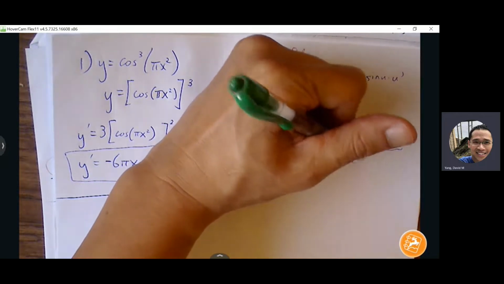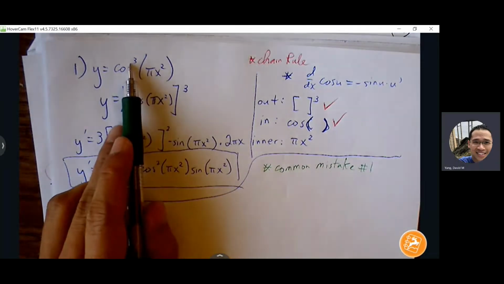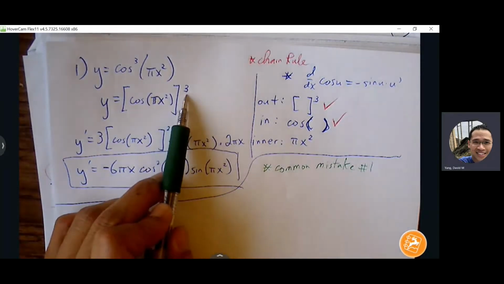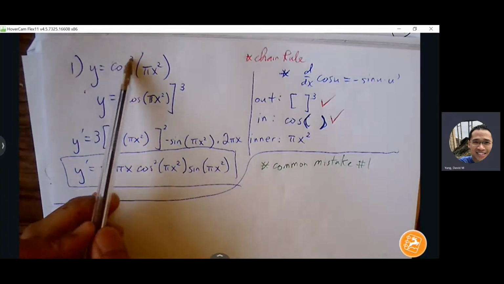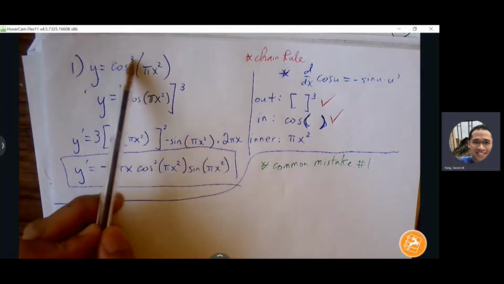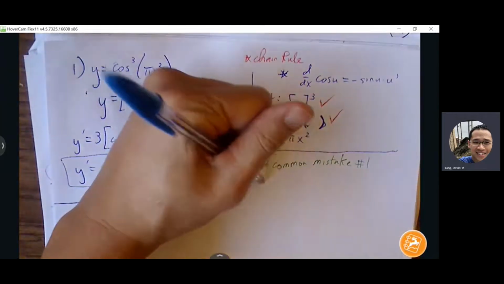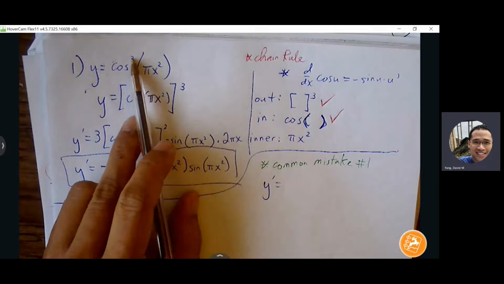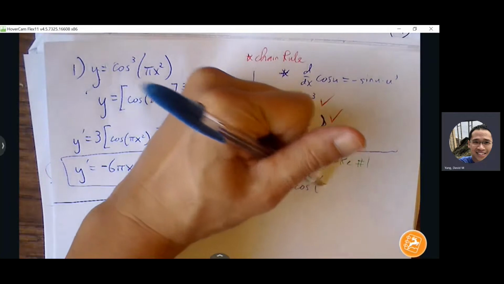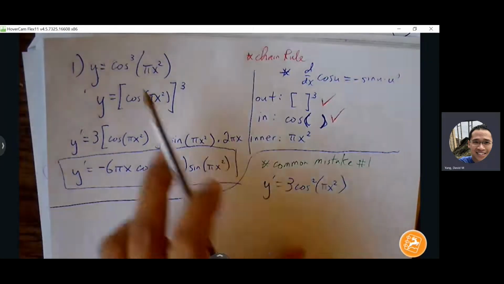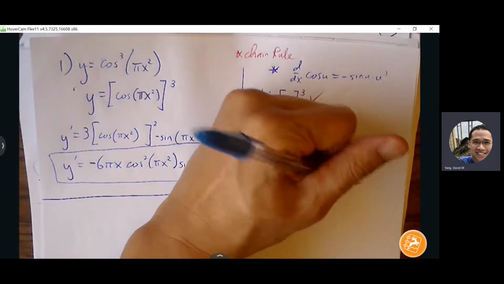So here's the common mistake number 1 that I see for this type of problem. If you don't put that exponent outside, then the tendency is, this is what I see. Students understand that there's a power rule going on. So they do power rule, they know that there's a derivative here, but then they forget that cosine is also being impacted. I see students do this. They say y prime equals, they see that 3 there, they know there's a 3 cosine squared, so they say 3 cosine squared, and then they feel like they've taken care of that cosine's derivative, so then they move into the pi x squared, and they say times 2 pi x.